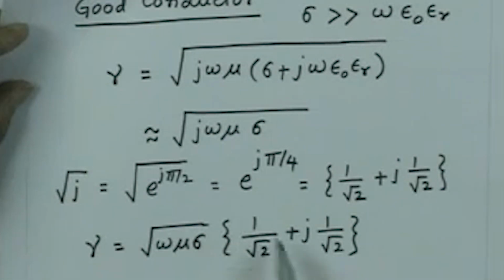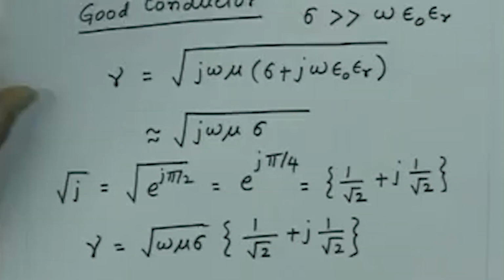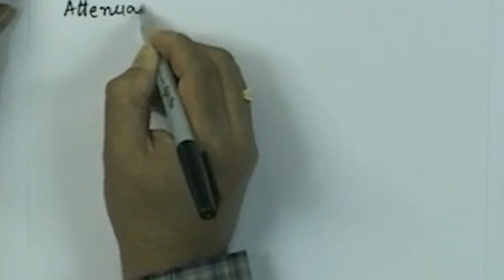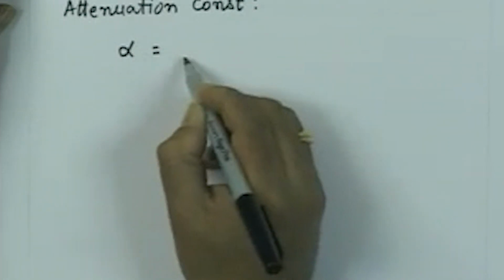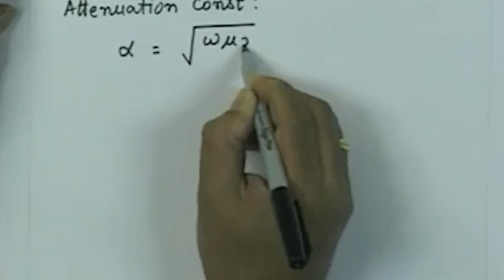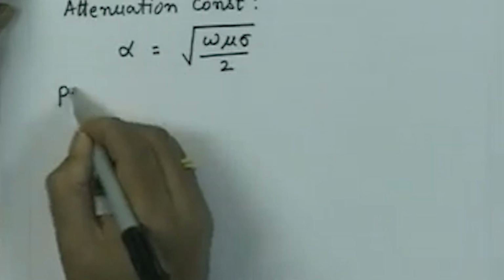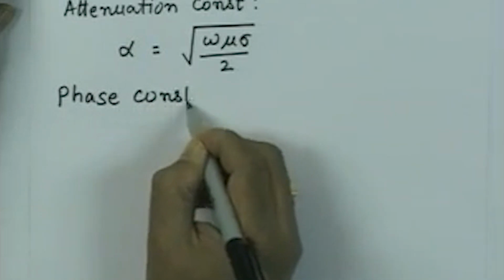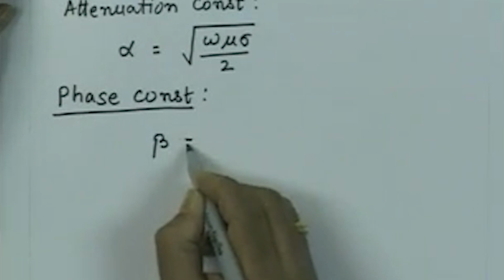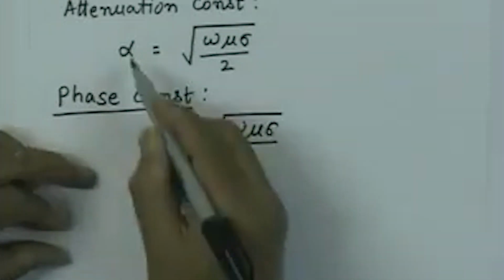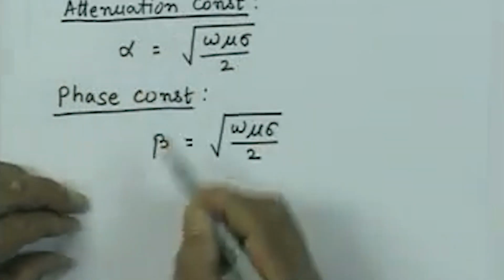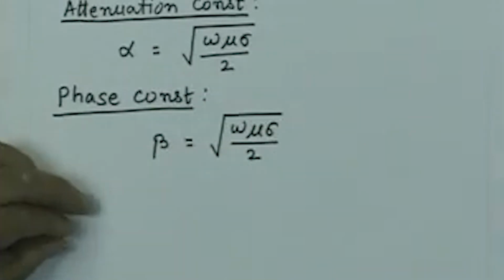As you have done earlier, the real part of this quantity we call the attenuation constant, and the imaginary part we call the phase constant. We have for this medium the attenuation constant alpha equal to square root of omega mu sigma upon 2, and the phase constant beta equal to square root of omega mu sigma upon 2. That is, for this medium the attenuation constant alpha and the phase constant beta are almost equal. So we have here alpha almost equal to beta.